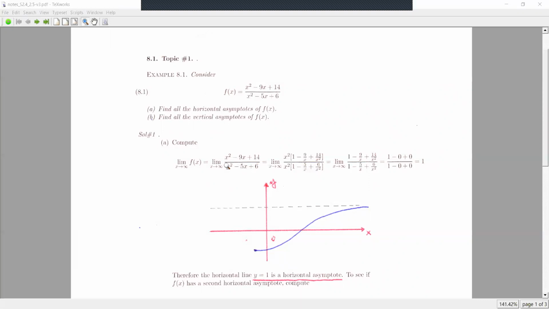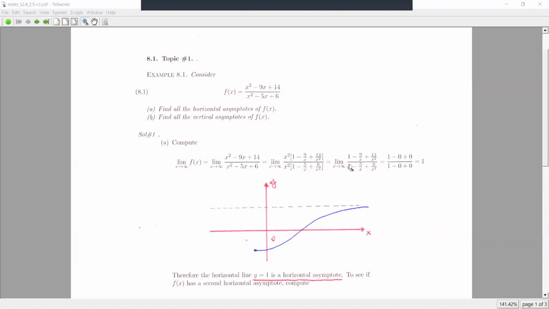In the numerator, the highest power is x squared. So take x squared out. We have this factorization. The highest power in the denominator is x squared. So take x squared out. Then we have this factorization. Now, cancel x squared from the top and from the bottom. We have this equation. Now, this limit should be easy to determine.